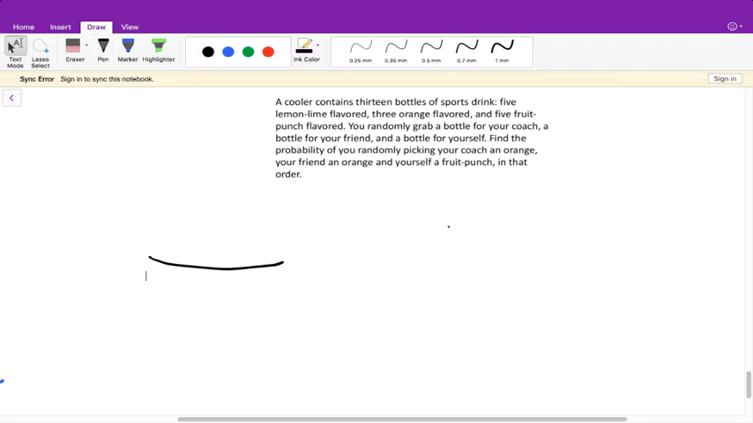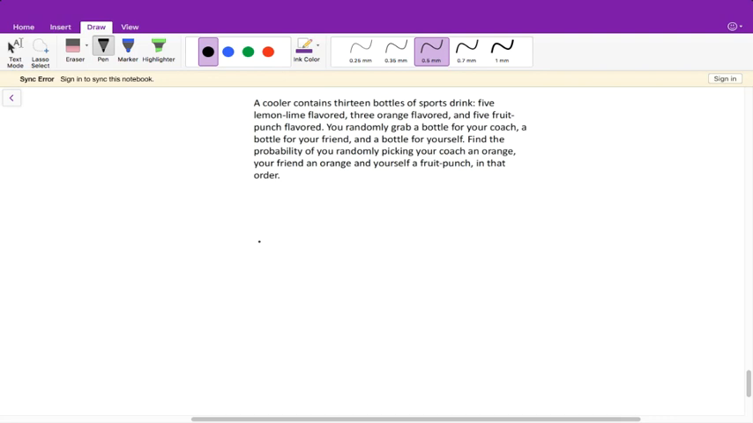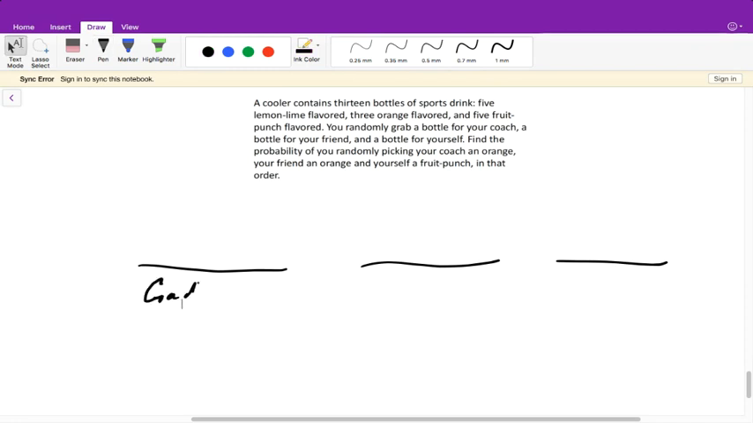So I'm going to draw these lines. Remember, you don't have to draw these lines. I just draw them because I think it allows you to then put what the probability of each of them are, and you can look at them individually. So here it's going to be picking your coach an orange, your friend an orange, and yourself, so me, a fruit punch.